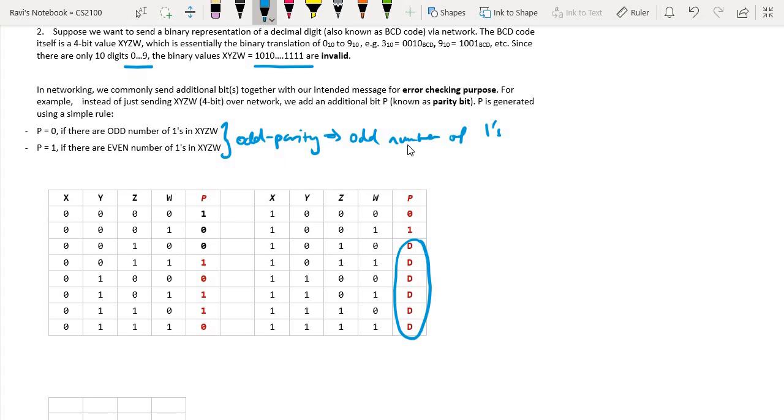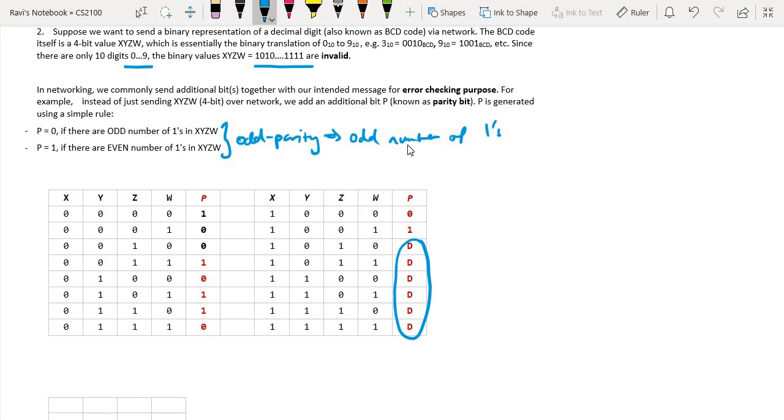If I look at the next entry 0001, I already have an odd number of ones in my XYZW, so P is now a 0. And so on. You can follow this rule to figure out the rest of the P values. Now, how do we use this parity scheme?